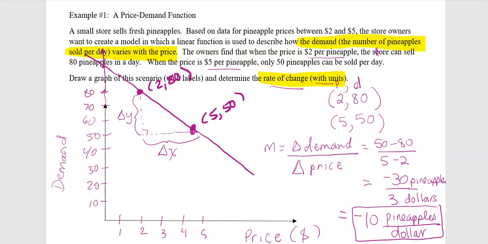So essentially what that means is for every dollar that I increase the price, the demand is going to go down by 10 pineapples. So that's sort of the meaning of that rate of change. Contextual problems can be tricky because it really does depend on how the problem is worded for you to decide what the independent and dependent variable is. And that's an important step to making sure that you are graphing the correct graph and determining the correct rate of change with correct units.